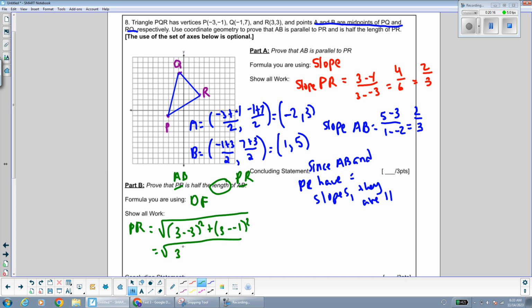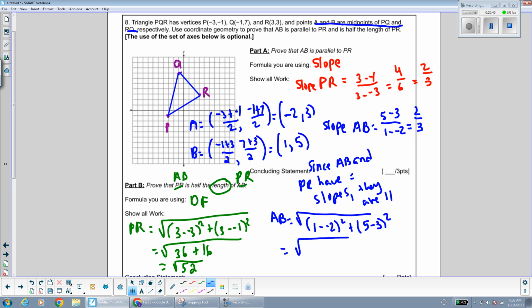So that is 36 plus 16, which is radical 52. Okay, now we're going to find the length of AB using the distance formula, using the points that we found previously. So that would be x2 minus x1 squared plus y2 minus y1 squared. So that would be 9 plus 4, and that's radical 13.